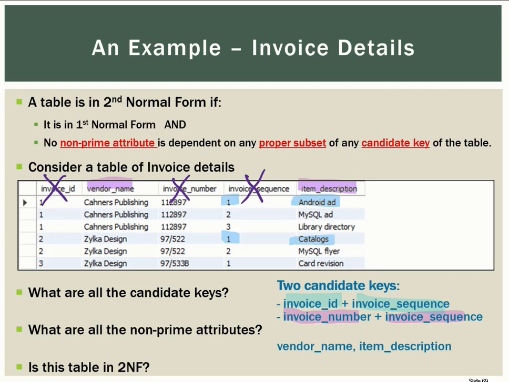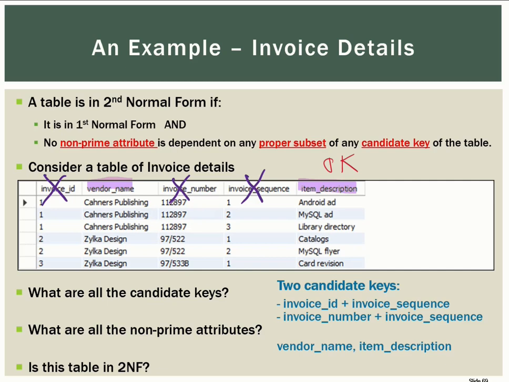So we're going to say that so far we are okay, because this non-prime attribute is not dependent on a subset of any of those candidate keys. All right, how about the other non-prime attribute? How about vendor name? Now here the story is a little different.